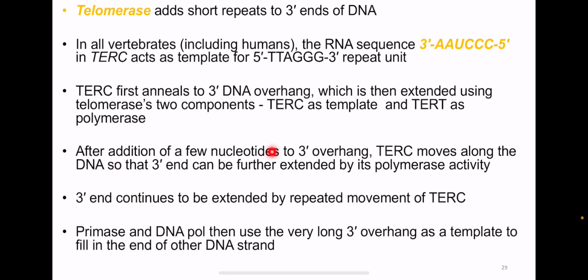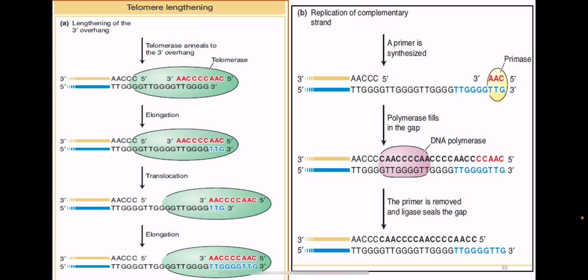So after adding a few nucleotides to the 3' end, this is how it helps combat the end replication problem. It binds to where the shorter strand, that's the lagging strand, is, and the TERC will anneal to it and synthesize or extend the overhang. It moves along the DNA so that the 3' end can be further extended. There's a diagram here, we'll come to it.